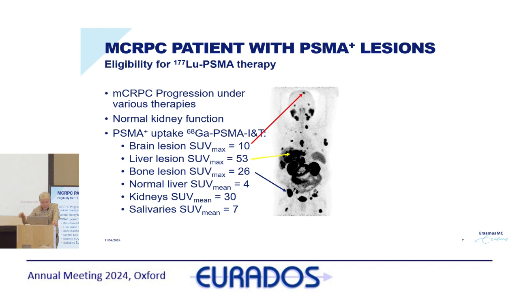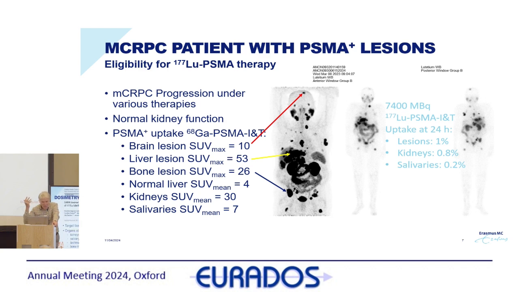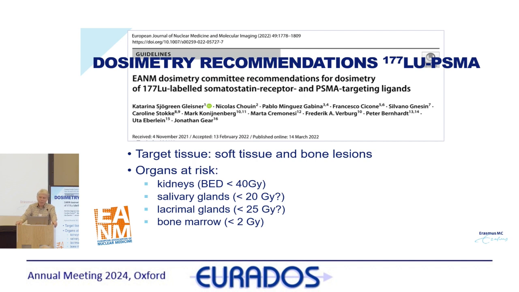So this patient was given a treatment with 7.4 gigabecquerel of lutetium PSMA. And again, the only thing I can indicate is the amount of uptake, the amount of activity in the lesions, in the kidneys and the salivary glands, and I don't really know what absorbed dose is being given. So aren't there any guidelines or guidance documents to help us to improve the dosimetry?